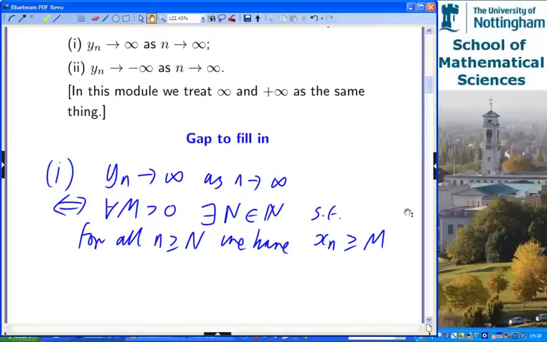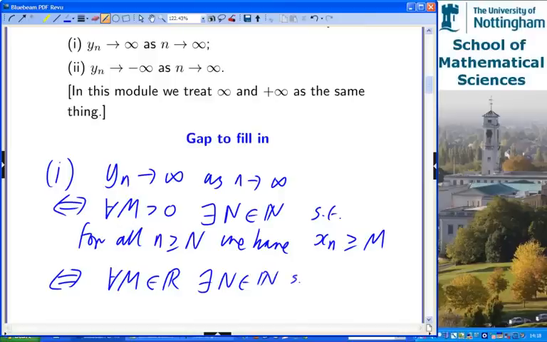Actually, it's the big positive real numbers m that matter, but you can get the same effect by taking all real numbers m. The negative ones don't have any effect on this because you're interested in large positive ones. But it's the same as for all real numbers m. So it's the same otherwise.